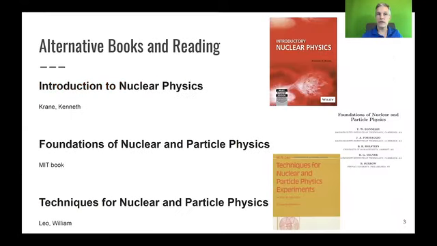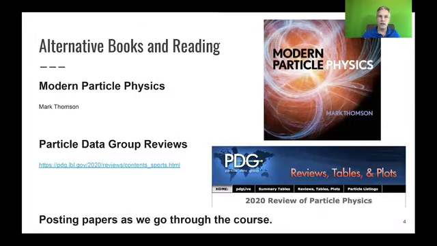Then on the nuclear physics side, there's Kenneth Krane. There's an MIT book, or a book which has been put together by MIT faculty and research scientists. And then there's Techniques for Nuclear and Particle Physics by Leo, which I like a lot. It's a little bit of an older book, but it goes into some of the technical details and material details which are important to understand how we build detectors. And then a more recent book is Modern Particle Physics by Mark Thomson. It dives right into particle physics, the energy frontier, and it's really nice to read. It's a modern book and it's easy to read and comprehend.